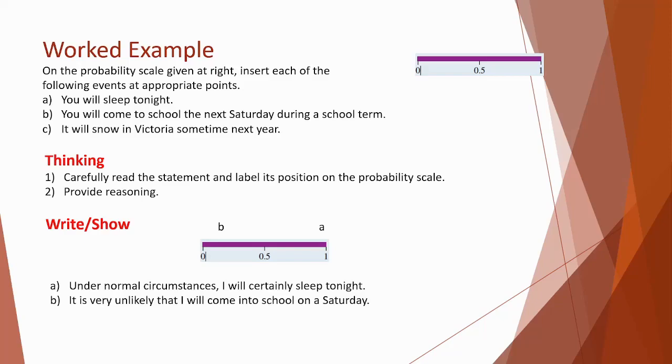It's very unlikely. And for the last one, it's very likely that it will snow sometime during the year in Victoria. It's almost certain. However, there might be some changes to the weather that might cause it not to snow in Victoria, but more than likely it's fairly close to certain. That's why it's all the way up there near 100%.